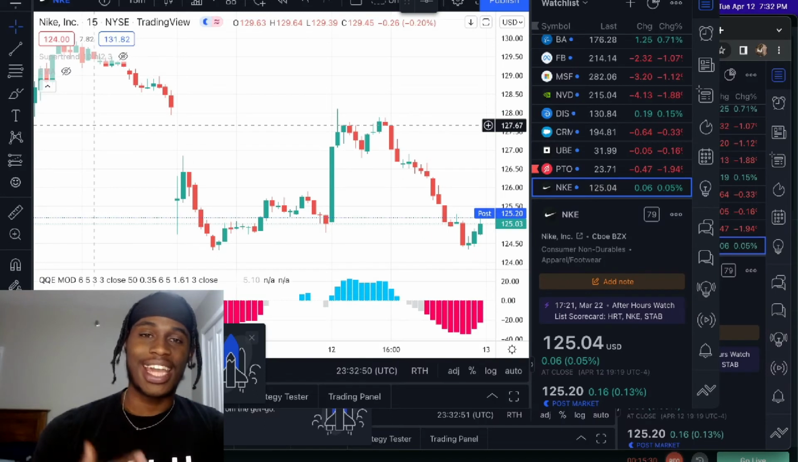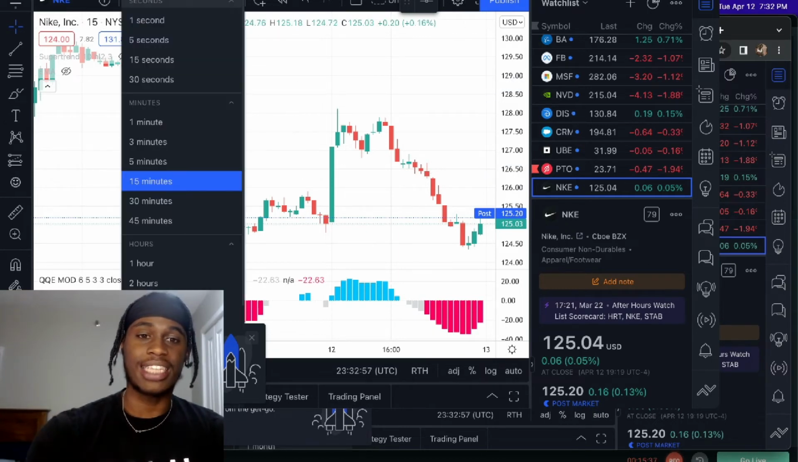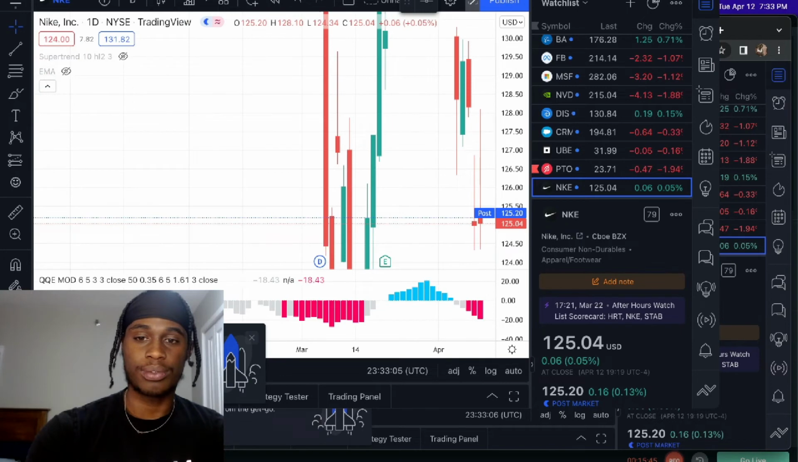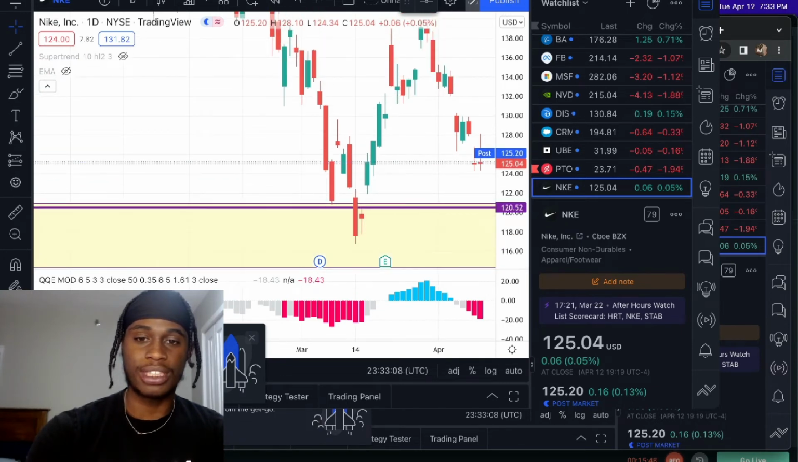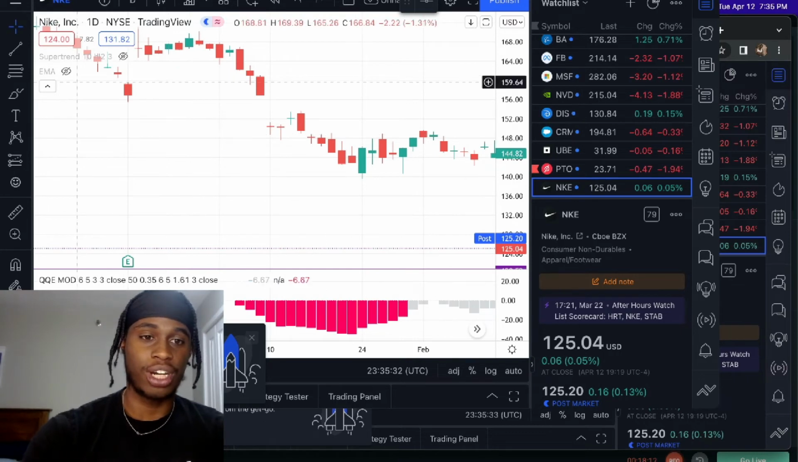Okay, so now let's look at a live example. Currently I'm inside of Nike's market. Like I said, each candle represents whatever time frame I have my charts set to. So for example, let's go to 1 day. Let me zoom out just so you can see it. Okay, so let's look at these examples on this chart.